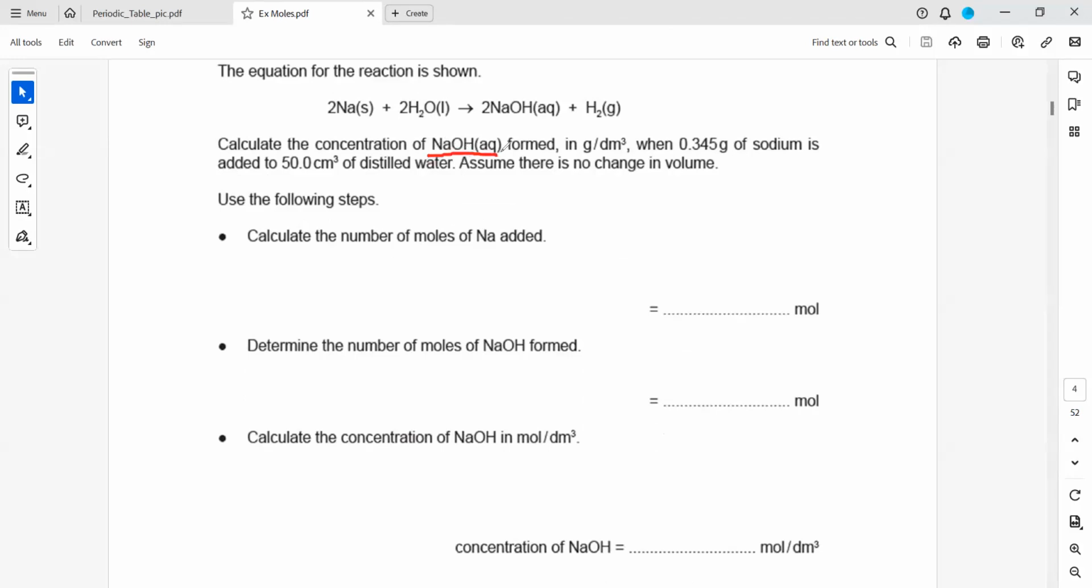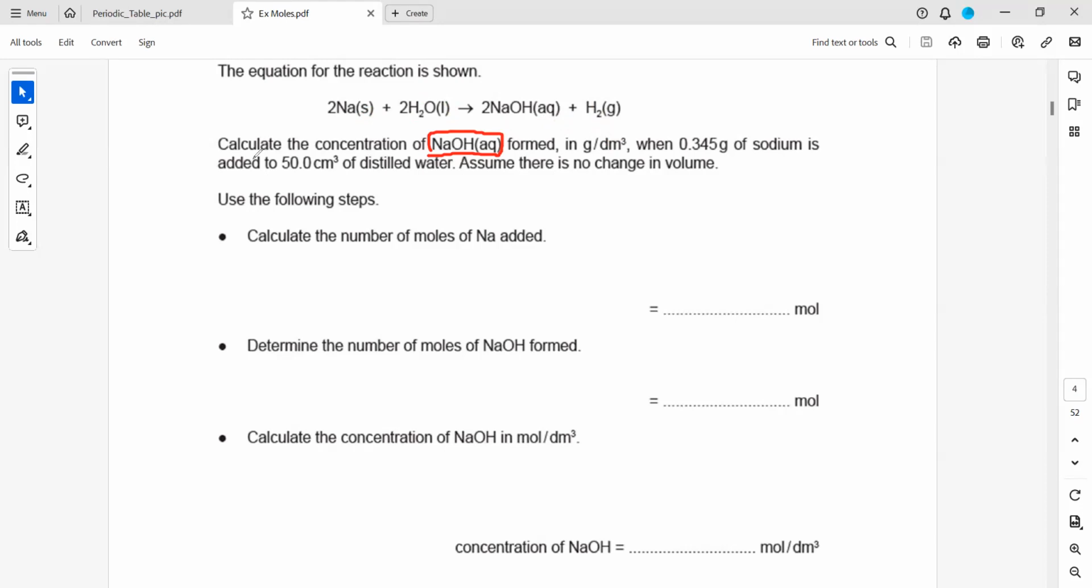Look, when something is aqueous, it means dissolved, or it's a solution. So you can also identify whether a substance is a solution or a gas from the state symbols, which are given here. Sodium is solid, water is liquid, sodium hydroxide is aqueous, and hydrogen is a gas.